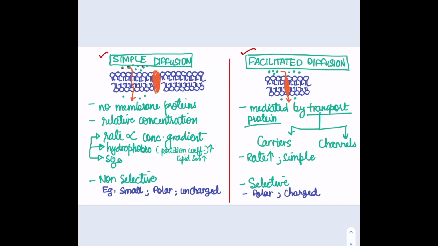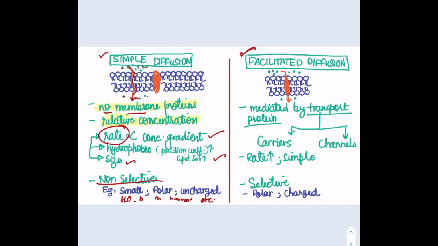Now, as I mentioned earlier, passive diffusion can be of simple or facilitated type. In the simple type, the solute diffuses across the concentration gradient without any involvement of a membrane protein. Hence, the diffusion occurs along a relative concentration gradient. The rate of diffusion is correlated to the concentration gradient, how hydrophobic the solute is, and its size. This diffusion is also non-selective in nature, and certain examples would be the diffusion of water, oxygen, carbon dioxide, and benzene across the plasma membrane.